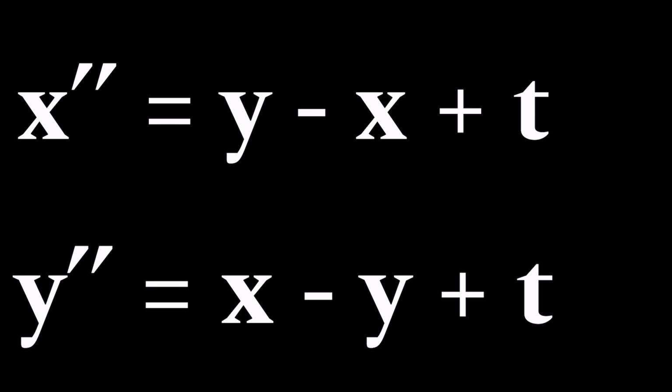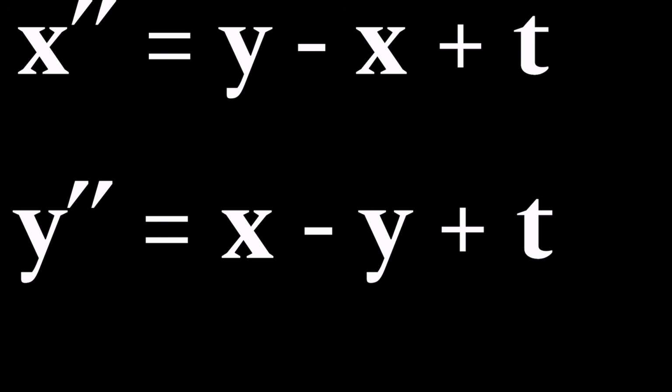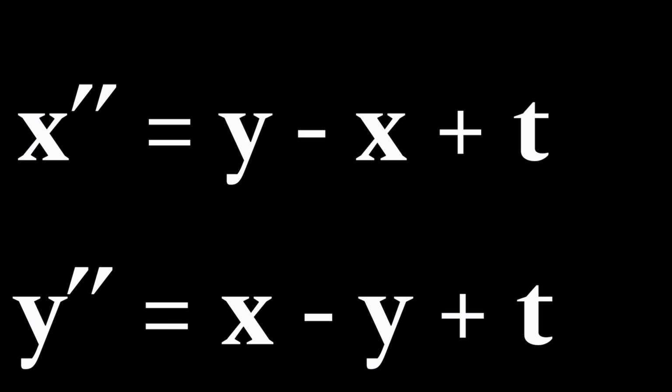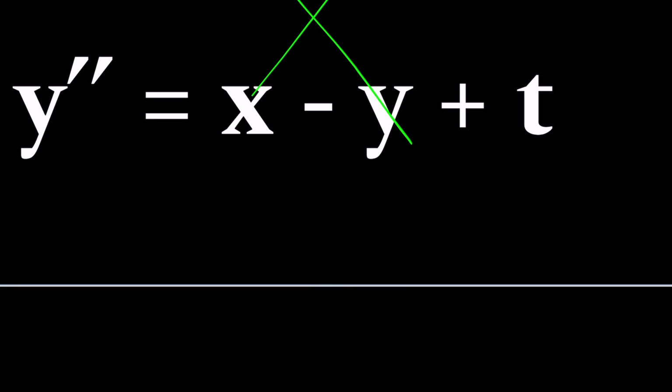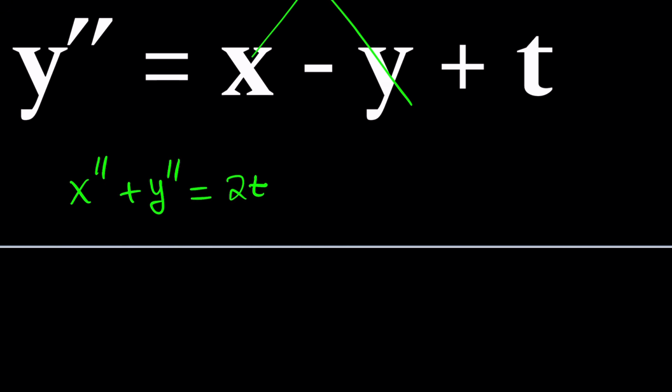Now, what makes this problem a tiny bit more difficult than the other ones we've done before is we have the second derivatives, not the first derivatives. That's why I want to make this gradually harder. So let's go ahead and start by adding these two equations. When you add these, you're going to realize that the y's cancel out and the x's cancel out. So you're going to end up with x double prime plus y double prime is equal to t plus t, which is 2t. This is great because we don't have any x and y in the equation. We can definitely take advantage of this.